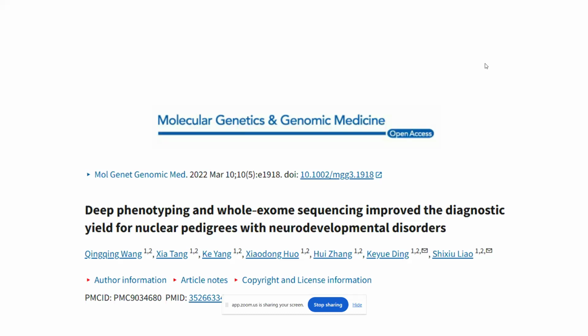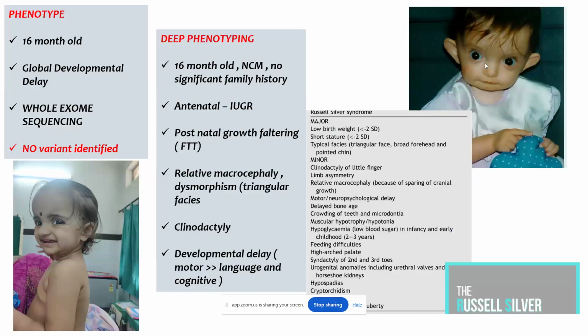There are a lot of articles which have proved that deep phenotyping helps to increase the yield of whole exome sequencing, rather than sending whole exome sequencing right away with very little information. Let's see this case on the left. This child was a 16-month-old who had global developmental delay, and whole exome sequencing was sent. It came back negative, saying no cause was identified. That's when the pediatrician referred us. The deep phenotyping was not done.